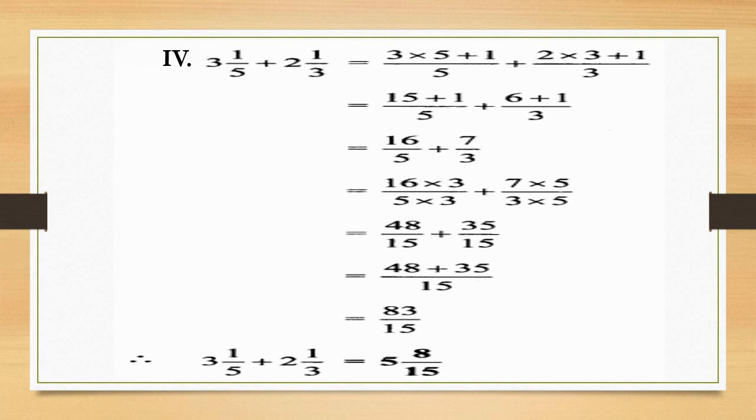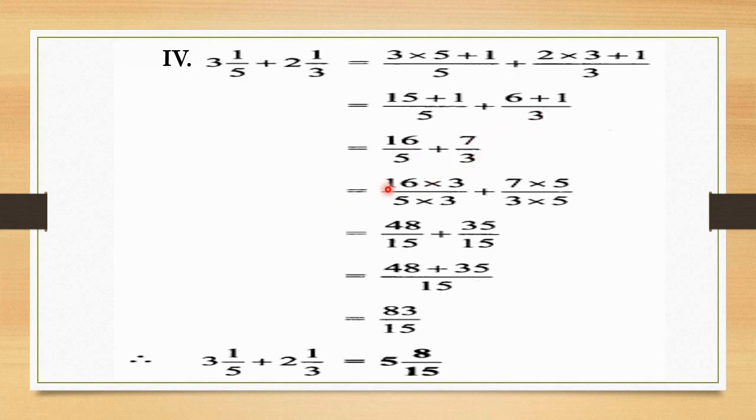Question number 4. 3 and 1 by 5 plus 2 and 1 by 3. So here 3 multiplied by 5 plus 1 upon 5 plus 2 multiplied by 3 plus 1 upon 3. So 3 fives are 15 plus 1 upon 5 plus 2 threes are 6 plus 1 upon 3. So 15 plus 1, that is 16 upon 5 plus 6 plus 1 upon 3, means 6 plus 1, that is 7 by 3.